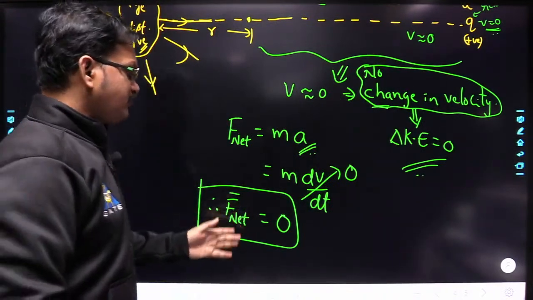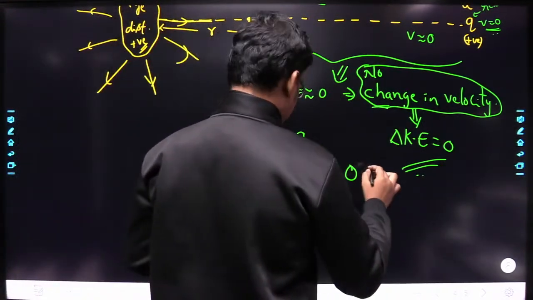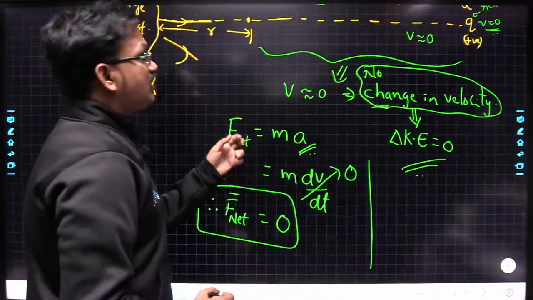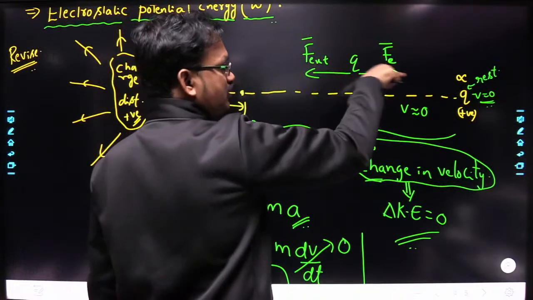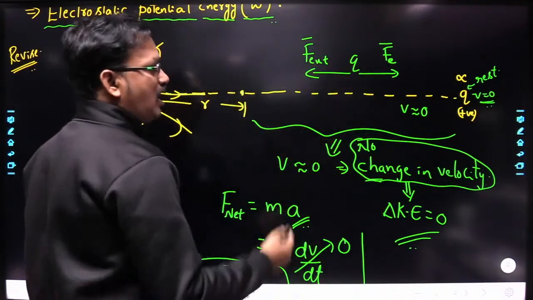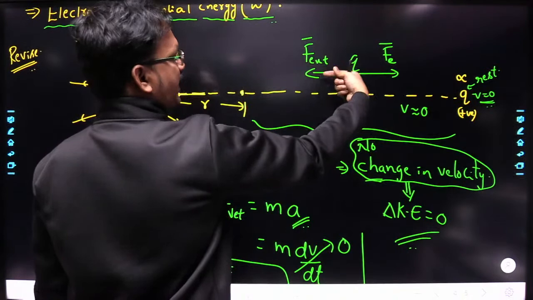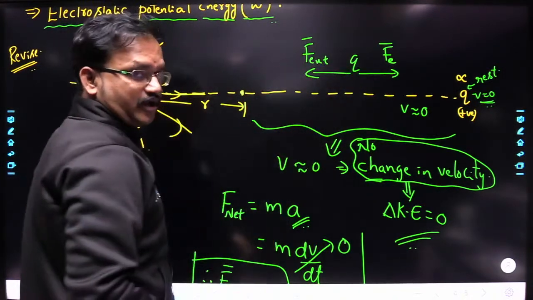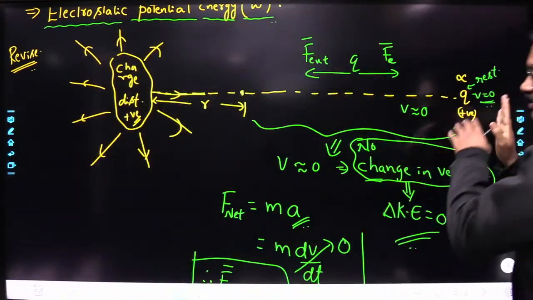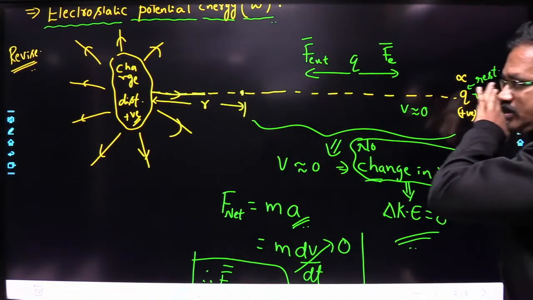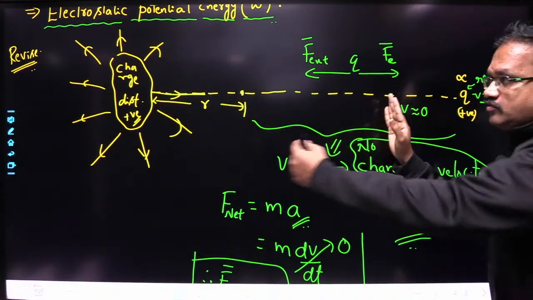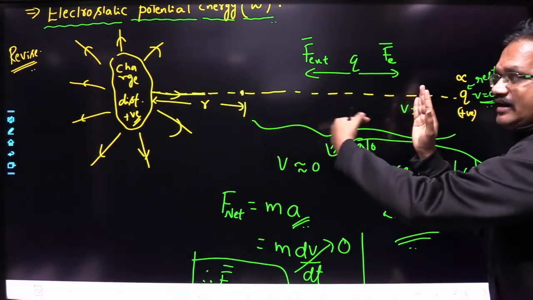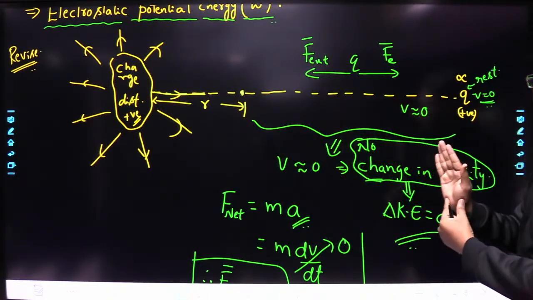So what are the forces acting on this charge? One is the electric field force that is acting in this direction, and another one is the external force that is acting in this direction. So I am moving this charge from infinity to this point. I have to apply a force against the electric field force. Understood?